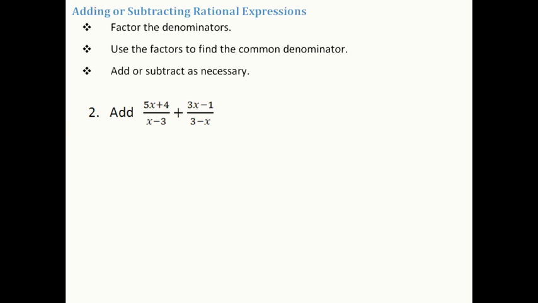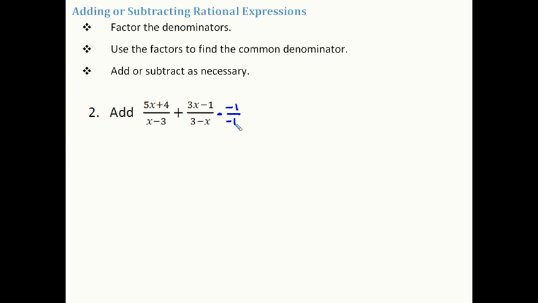Looking at our next example here, we see that our denominators are close to being alike, but they're actually opposites. I like the descending order better. I like the x minus 3 better. So if the denominators are opposites, what we can do is we can multiply by negative 1 over negative 1 for the second fraction, the one that is not in descending order.